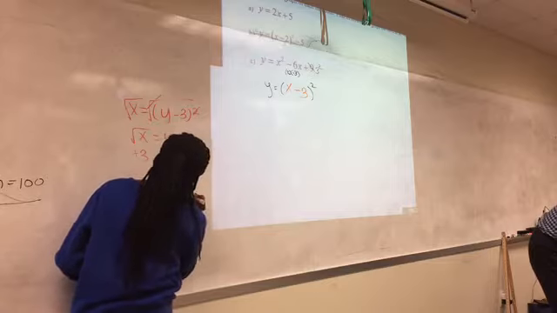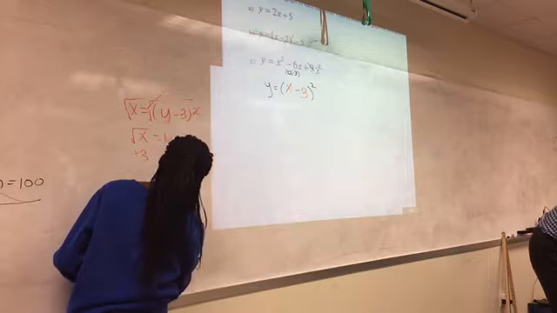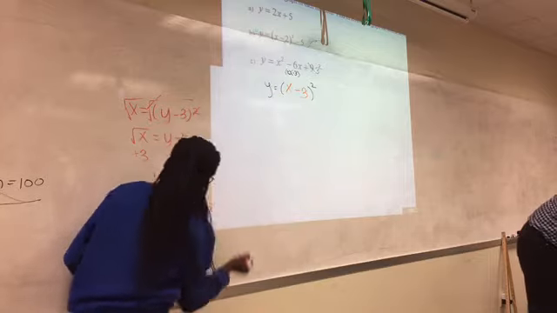So then you would have to split those into two formulas when using the calculator. So y equals 3 plus the square root of x, and y equals 3 minus the square root of x.